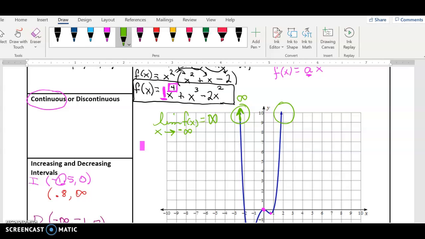Okay, now on the other side, the other end behavior, the limit of f of x as our x values approach. So this is moving to the right forever. Not only is it going higher, but it's also moving to the right. So our x values are approaching positive infinity. Our limit, or our y values, are approaching infinity.